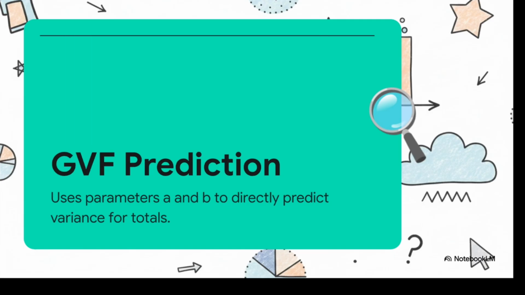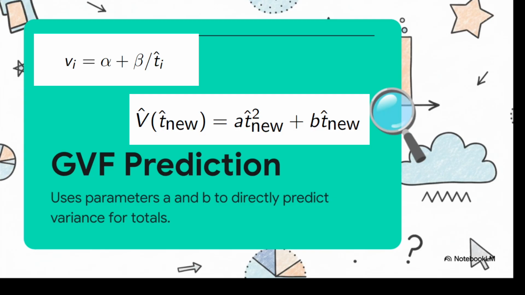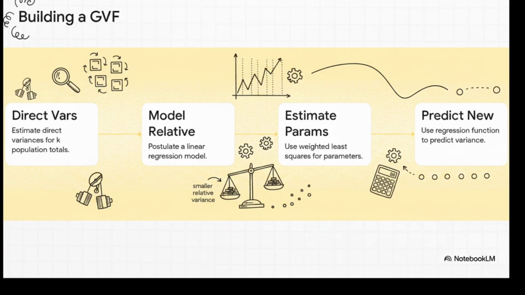And this brilliantly illustrates the real power of GVFs. By doing a little bit of algebra, we convert that relative variance model back into an absolute variance model. V hat of any new total equals A times the total squared plus B times the total. Those A and B values are estimated regression coefficients provided by the agency. They act like a shortcut key for the user. Once the agency publishes those parameters, an end user can instantly calculate standard errors for literally any new total using basic middle school algebra. No resampling required at all. Boom!